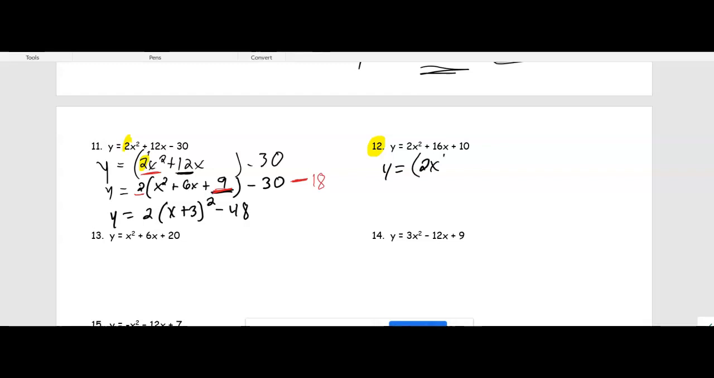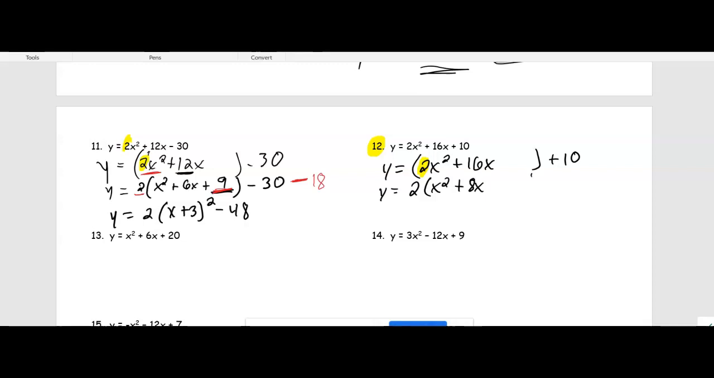I usually start by knowing that we're going to make a perfect square trinomial with the first 2 terms, and then deal with the constant at the end. We want this number to be a 1. It's not, so we're going to pull that number out in front, leaving us with an x squared. What would have to be our next term? If I did that times 2 to get a 16, this would have to be an 8x.